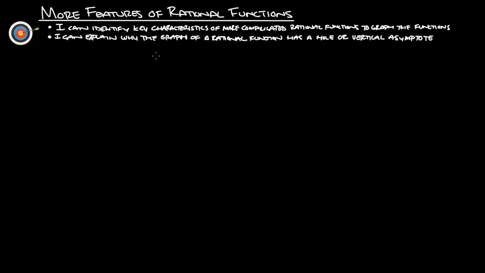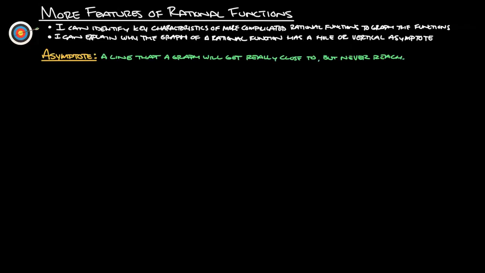I'm going to take you through the notes on more features of rational functions. At the end of this, you should be able to say, I can identify key characteristics of more complicated rational functions to graph the functions, and I can explain why the graph of a rational function has a hole or vertical asymptote.